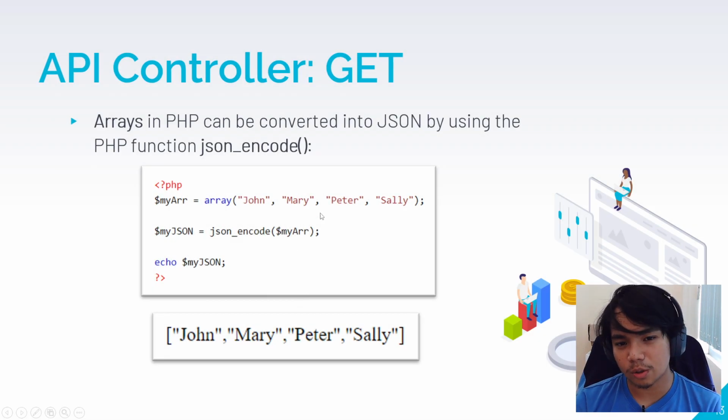Arrays in PHP can also be converted into JSON by using the PHP function json_encode. So if we have an array named myArr, and it has values of John, Mary, Peter, and Sally, and you want to convert that into JSON, we'll just be calling json_encode, then the array. So here's the result.